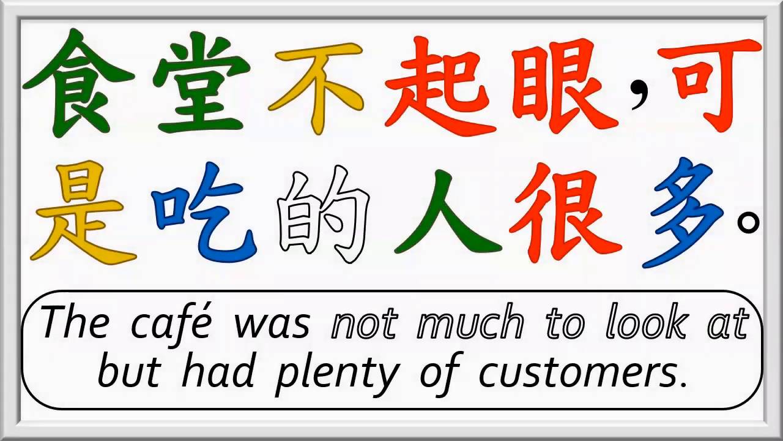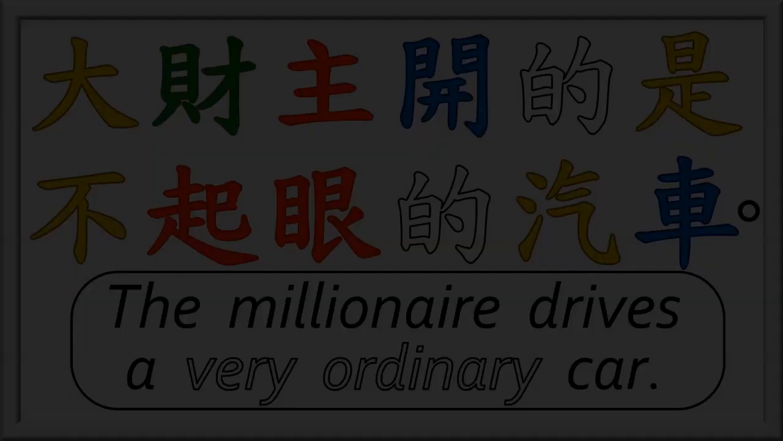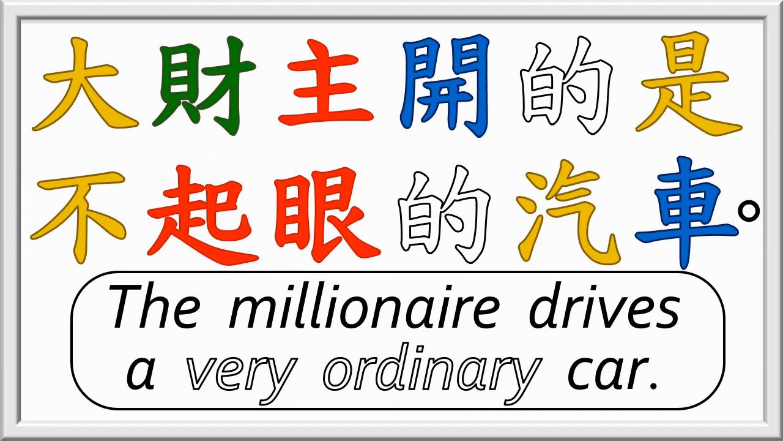In Mandarin, 起眼 is similar in that something has drawn your eyes to it, usually because it's attractive, whether talking about a person or a thing. 食堂不起眼，可是吃的人很多。The cafe was not much to look at, but had plenty of customers. 大财主开的是不起眼的汽车。The millionaire drives a very ordinary car.